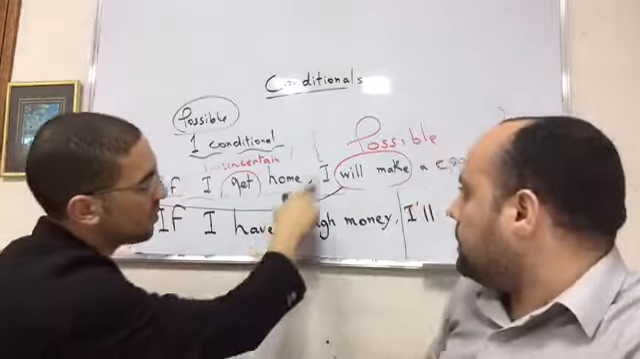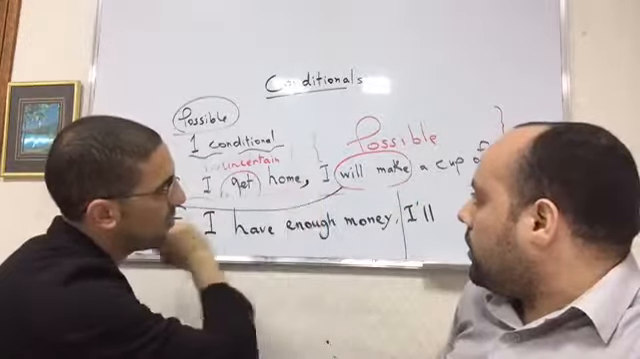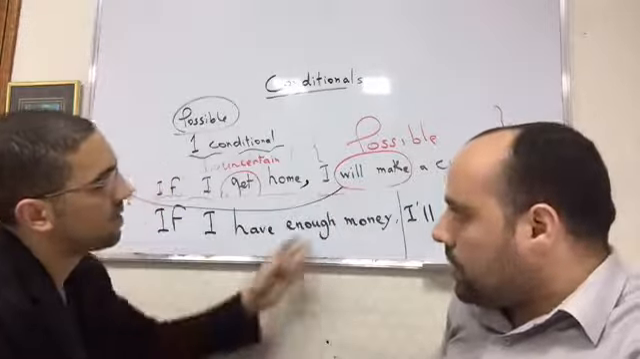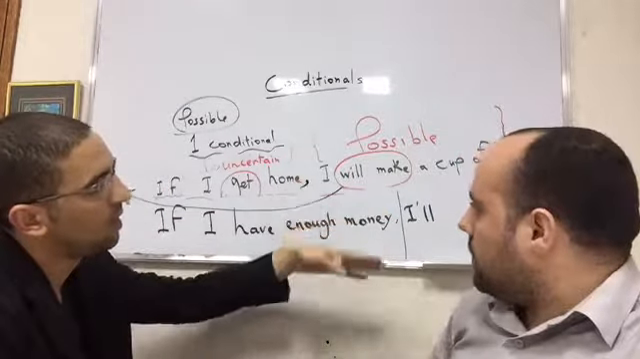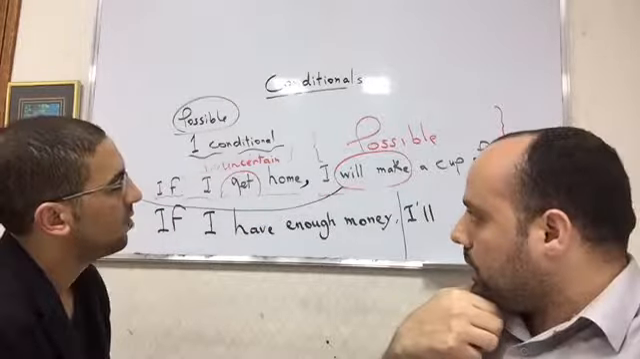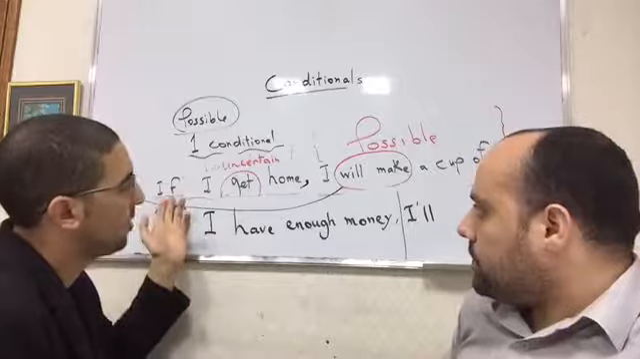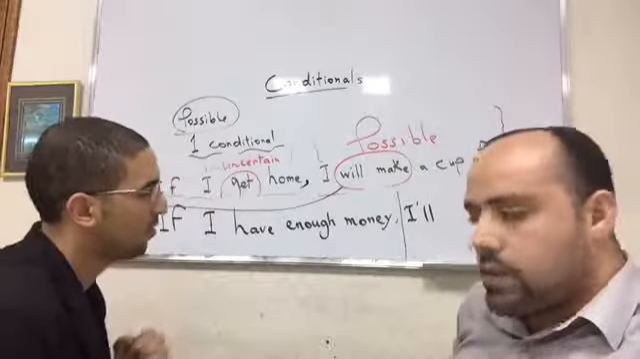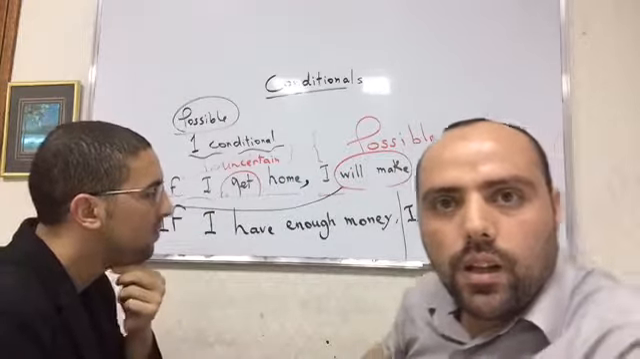And for students, remember that you don't use the comma when you begin with the result clause. If you say, I will make a cup of tea if I get home, you're not going to use the comma before if. You use a comma when you start with an if clause.